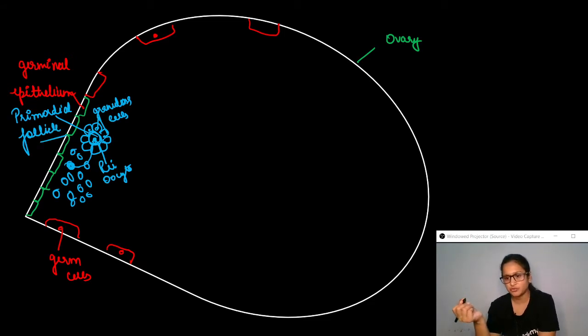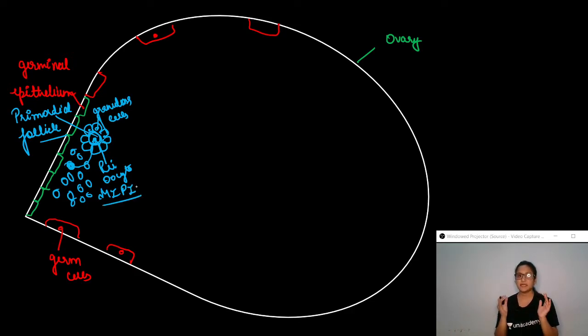This is a very immature follicle, so we call it a primordial follicle. This primordial follicle has a primary oocyte inside, surrounded by granulosa cells, as you can see here. This primary oocyte gets arrested at the first stage of meiosis. We can say that it gets arrested at the prophase 1 stage of meiosis 1, right?